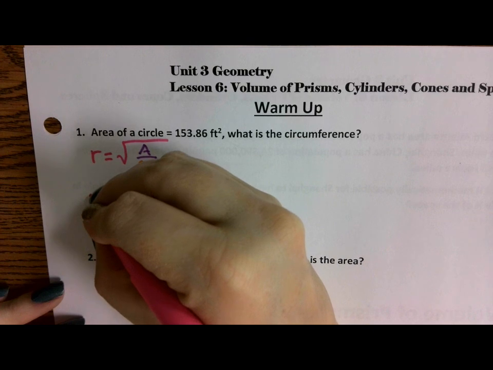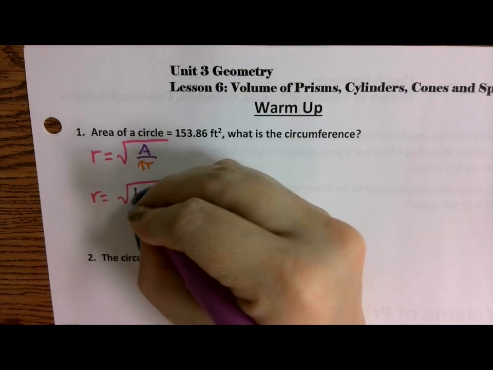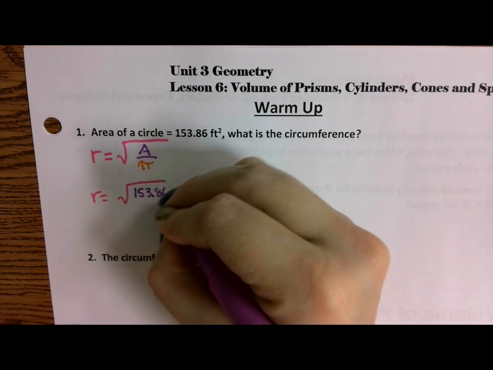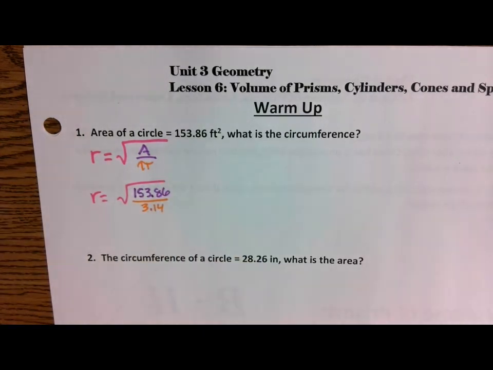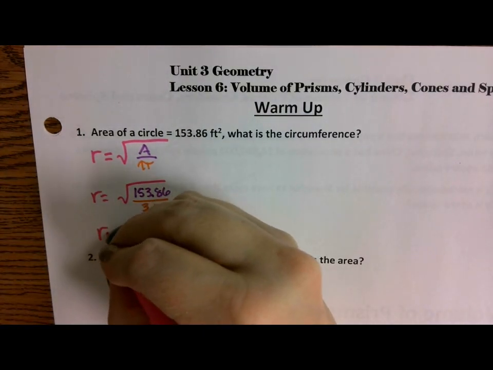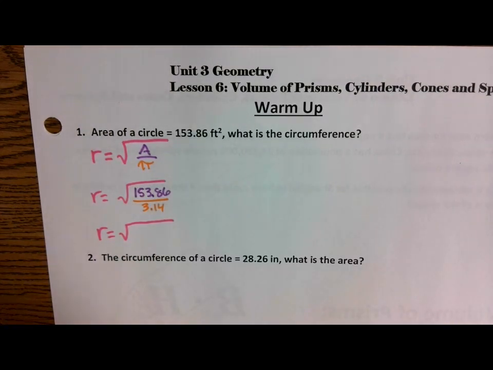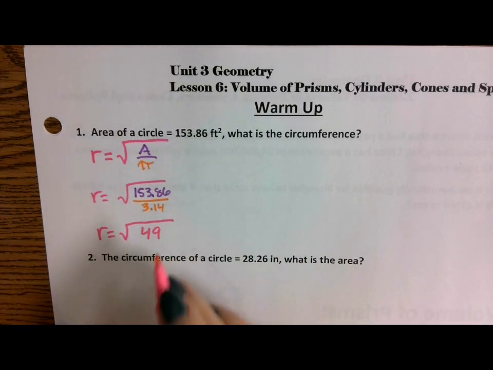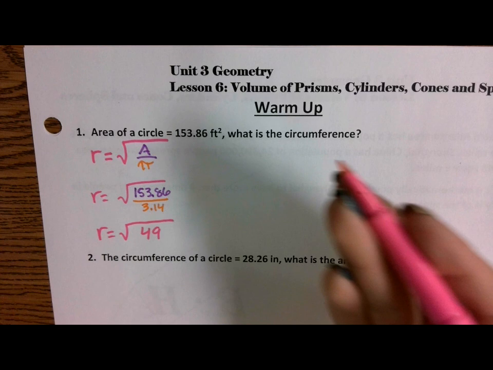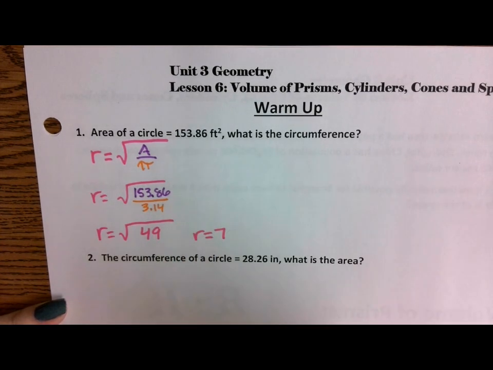Okay, so in this case, we're going to take 153.86 and divide it by 3.14 first. When we do that, 153.86 divided by 3.14 comes out to 49. Then we take the square root of 49, so what times itself gives us 49? 7. So that means the radius is equal to 7 feet.